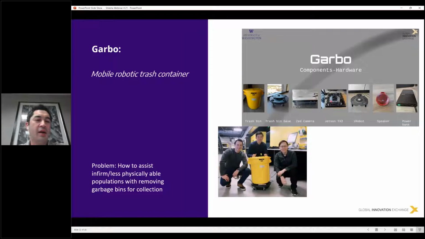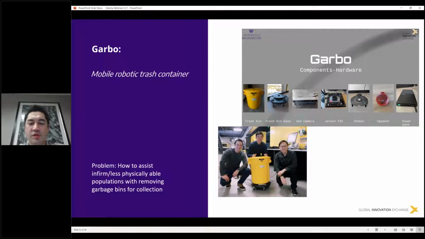Okay, and then this project is from one of our labs. This project was, like I mentioned earlier, a 10-week project, and this is a robotics project. The problem the students faced was how to assist an infirm or less physically able population with taking their garbage out for collection.